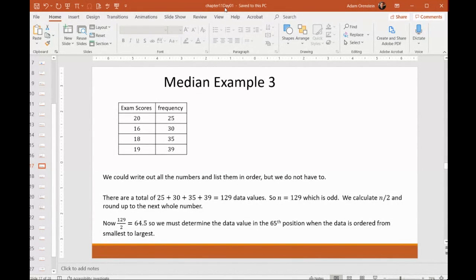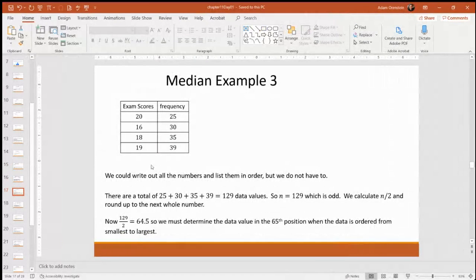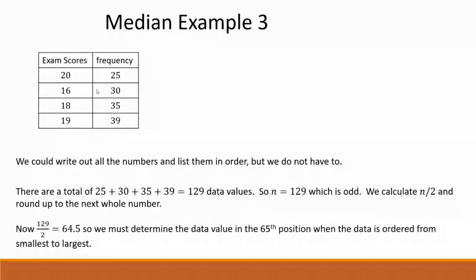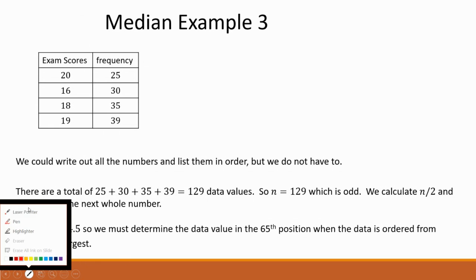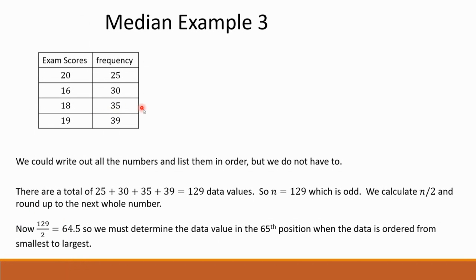Okay. Here's number 3. Again, same idea. Here we want to get the median of this. We have a frequency table. Well, how many data values are there? I have the answer here, but again, what am I doing? I'm adding up the frequencies. And you can see that by adding, we get 129.